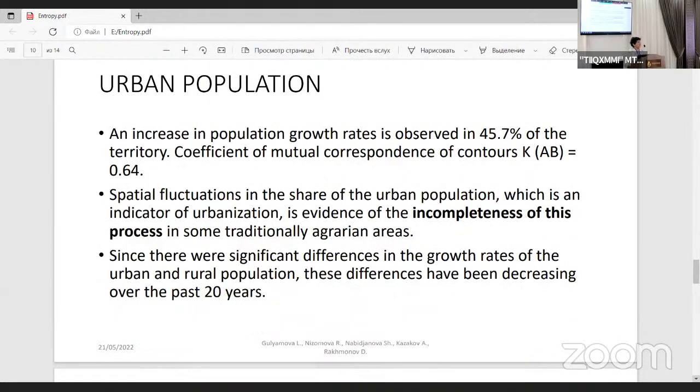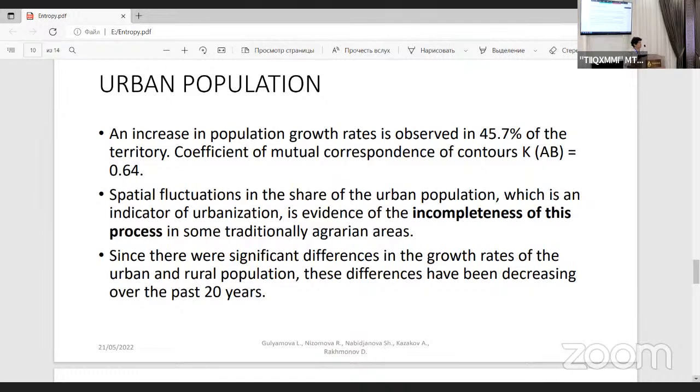Most interesting to see the change in population growth movements. So, this shows the correspondence of quarters, K equals 0.64, while looking at the spatial fluctuations of the share of the population, which is indicated on polarization, this is evidence of the incompleteness of this process.